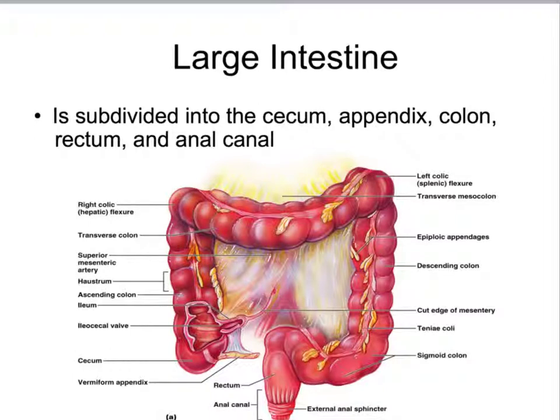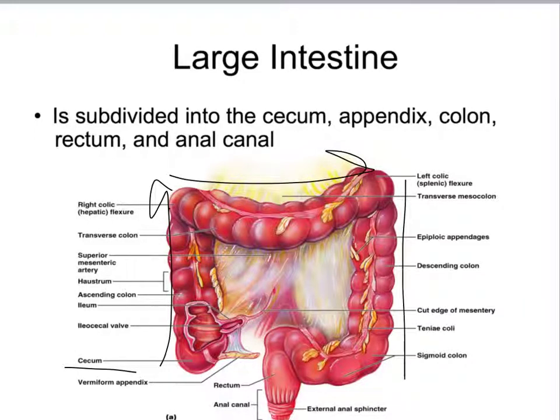The large intestine is divided into the cecum, the appendix, colon, rectum, and anal canal. So we begin in the cecum. The food enters down here, and then goes up the ascending colon, across the transverse colon, down the descending colon, and then eventually out the rectum.